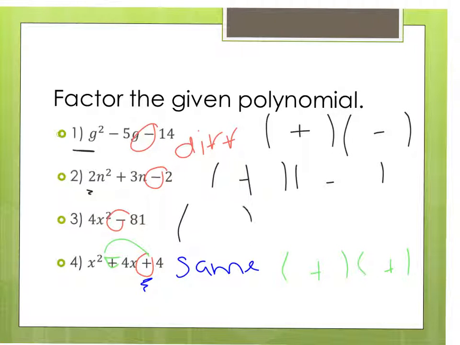And when I write my parentheses down, I know because it's a difference of 2 squares that I can put a plus in the first binomial and a minus in the second. And it really doesn't matter because a negative and a positive will make a negative in the end no matter how you order them.